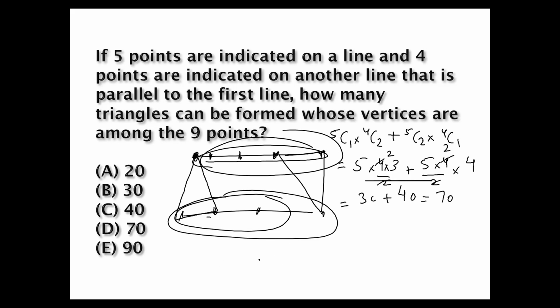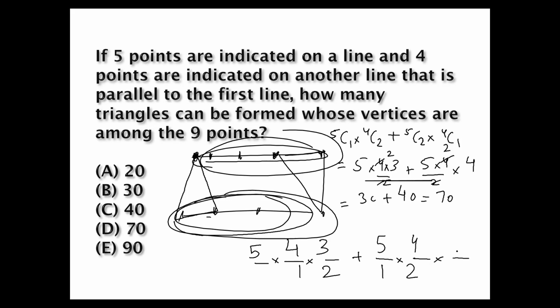By the slot method, you have to pick 3 points to make a triangle, and there are 2 cases here. First is you pick 1 point from here. How many ways can you pick 1 point from here? That is 5 ways. You have to pick 2 points from here. How many ways can you pick 2 points from here? That is 4 into 3 divided by 1 into 2. Then same thing here, 5 into 4 by 1 into 2, and then 4 over 1.